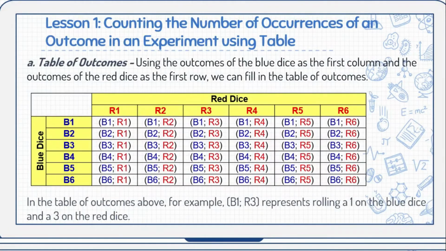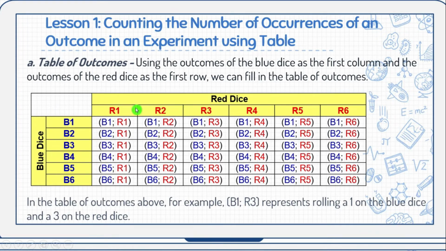Okay, so we have here the table for letter A, diba? Using the outcomes of the blue dice at the first column and the outcomes of the red dice as the first row, we can fill in the table of outcomes. So, diba, yung isa blue dice tsaka yung isa red dice. And alam naman natin na yung dice ay meron siyang 6 faces, diba? May 6 na mukha. So, yung isa may tatak na 1, kabila 2, 3, 4, 5, and 6. Same also with the red dice, diba?